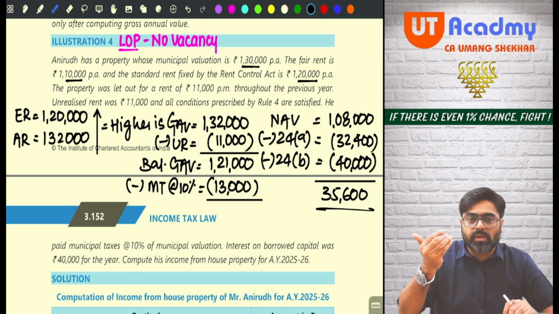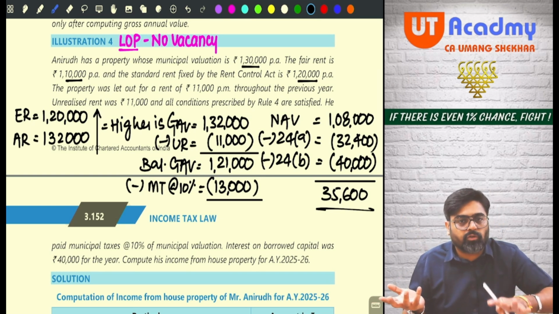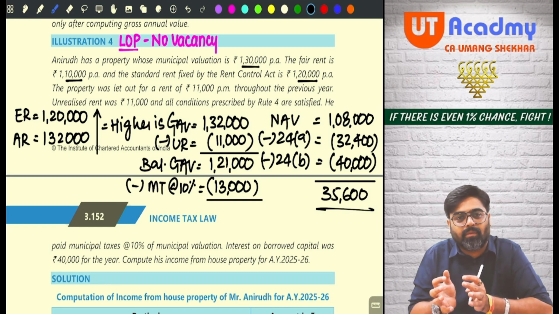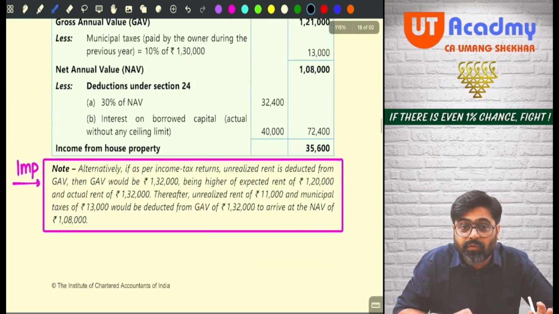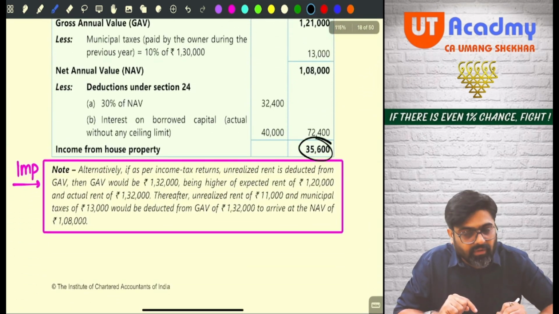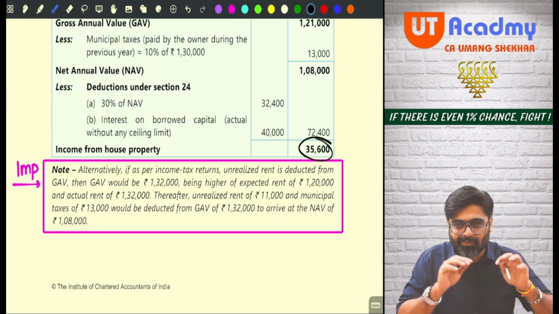And since Anirudh does not have any other house property, whatever taxable income of this house property is there will be the taxable income under the head house property also. Can you please check the answer, friends? Final answer is 35,600. Yes? Yes or no? Final answer.